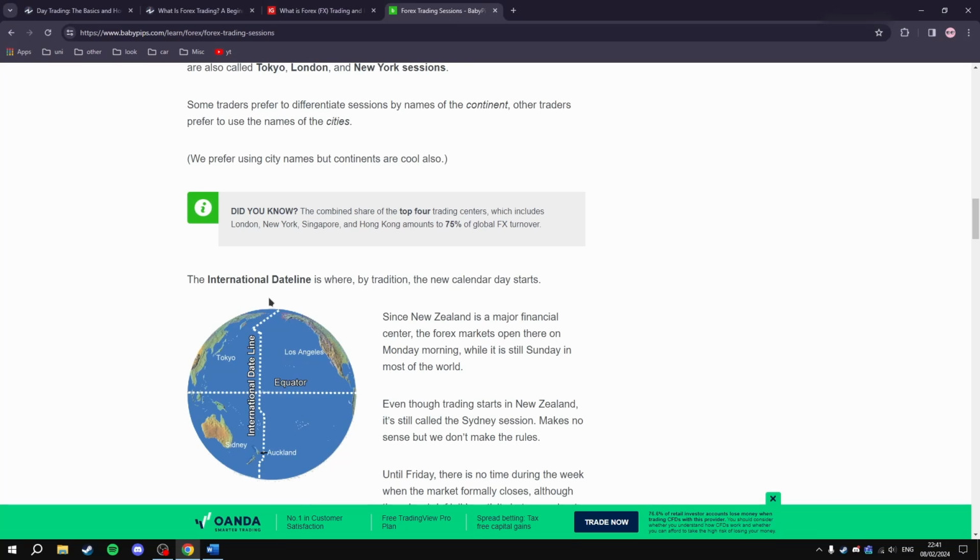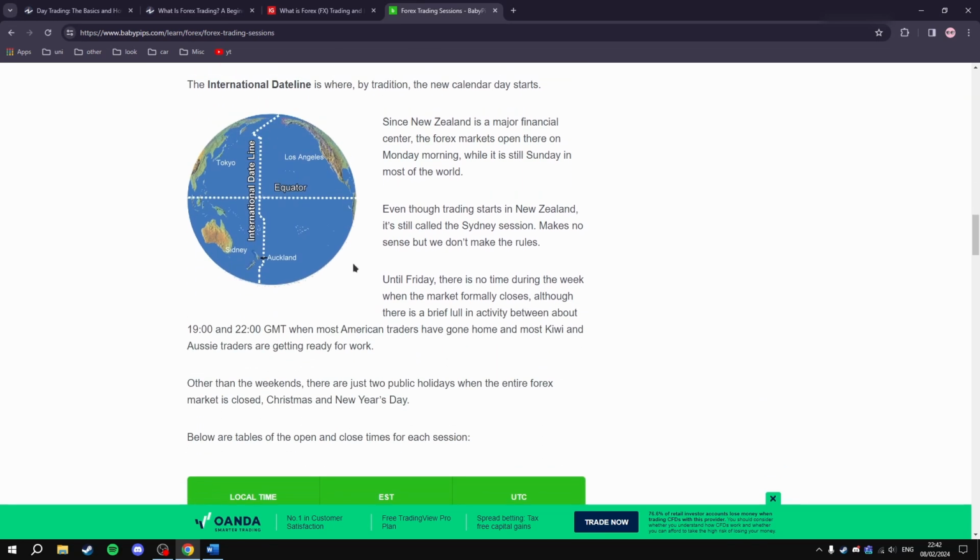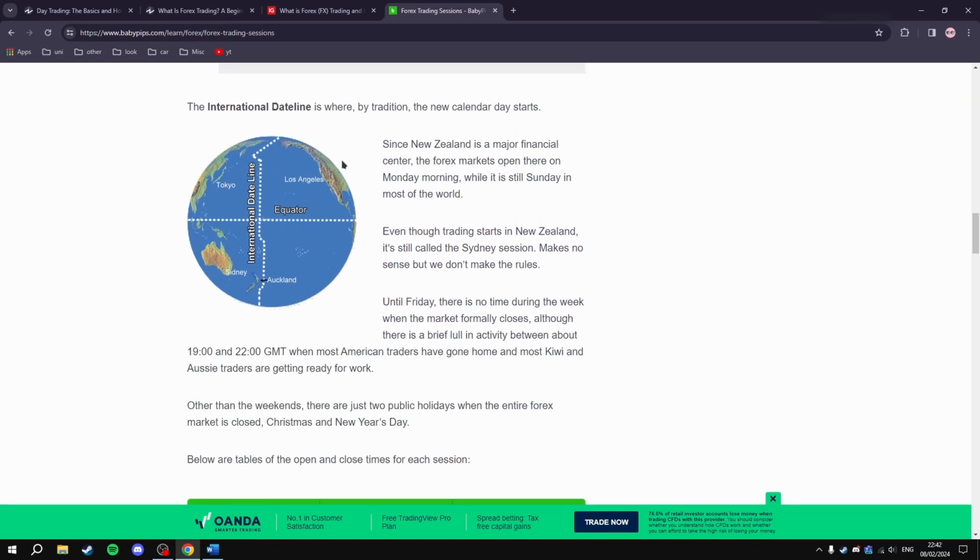The international dateline is where by tradition the new calendar day starts. Since New Zealand is a major financial centre, the Forex market opens there on a Monday morning, while it is still Sunday in most of the world. Even though trading starts in New Zealand, it's still called the Sydney session. Makes no sense, but we don't make the rules.